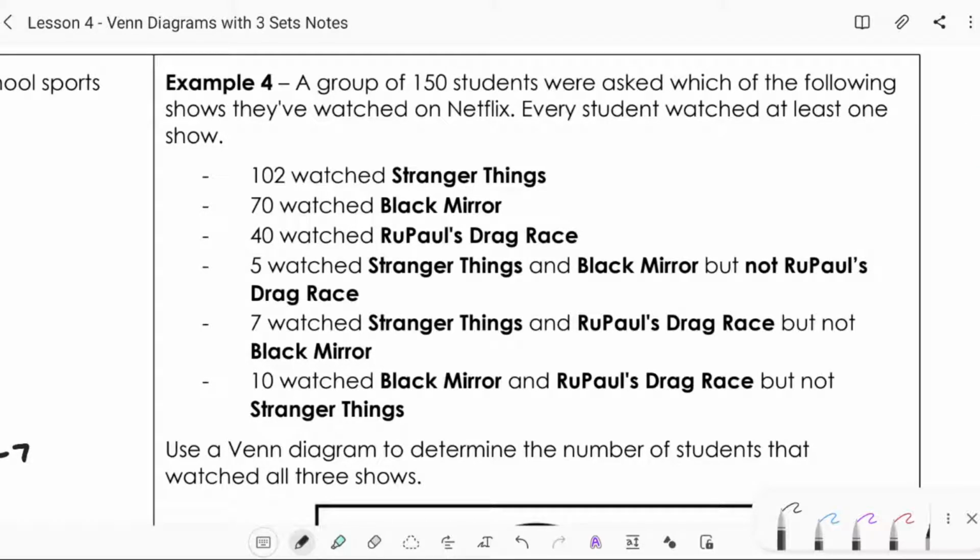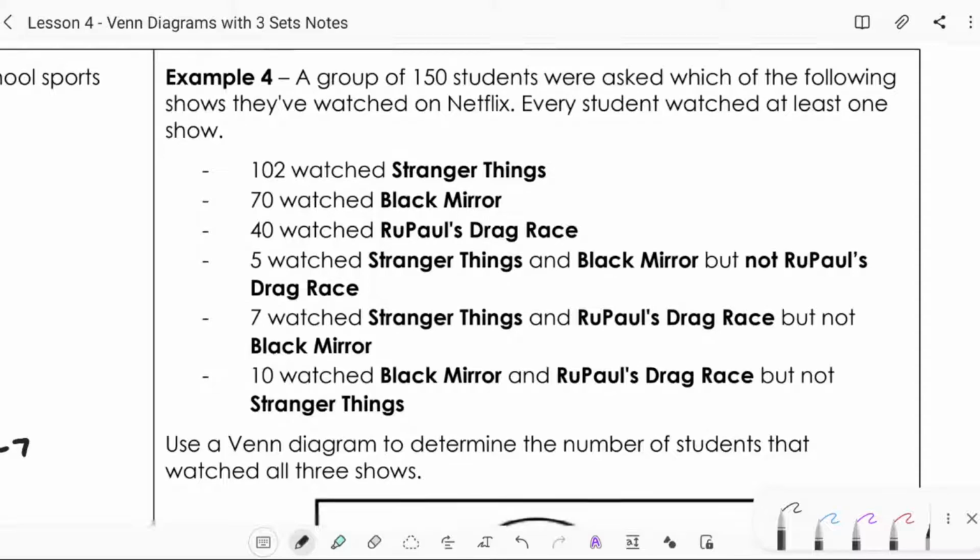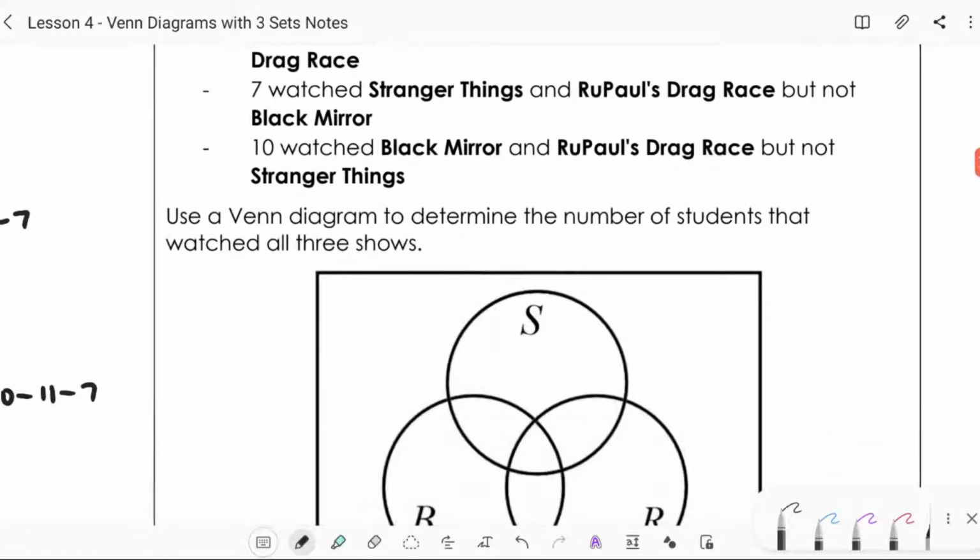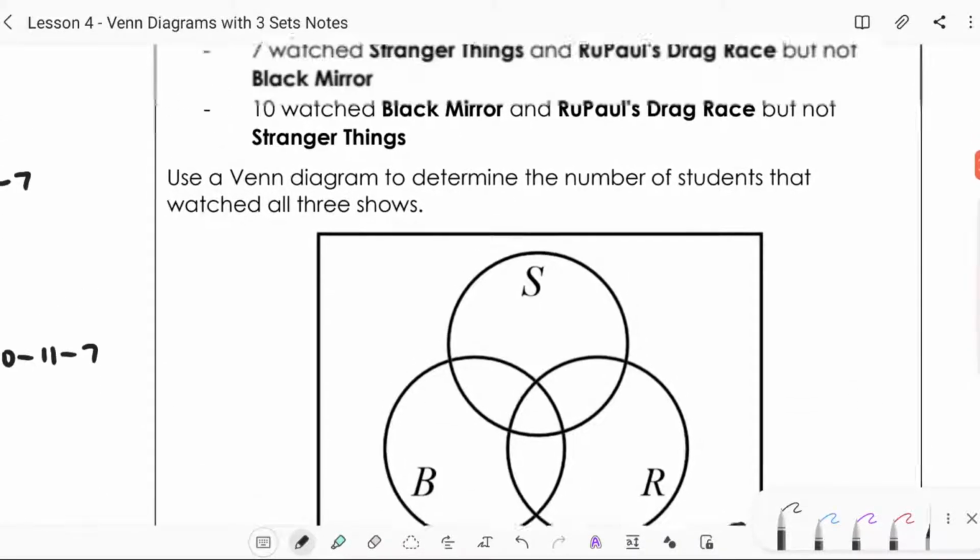102 watched Stranger Things, 70 watched Black Mirror, 40 watched RuPaul's Drag Race, 5 watched Stranger Things and Black Mirror, but not RuPaul's Drag Race. We'll get to these in a minute. 7 watched Stranger Things and RuPaul's Drag Race, but not Black Mirror. And 10 watched Black Mirror and RuPaul's Drag Race, but not Stranger Things. Use a Venn diagram to determine the number of students that watched all 3 shows.